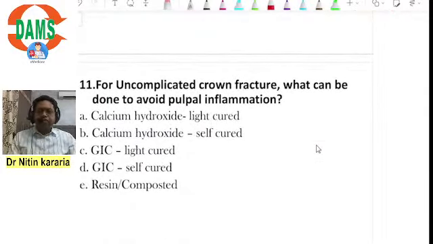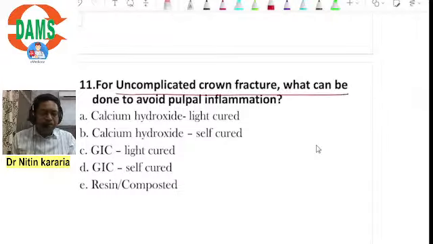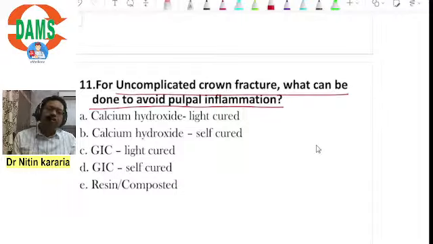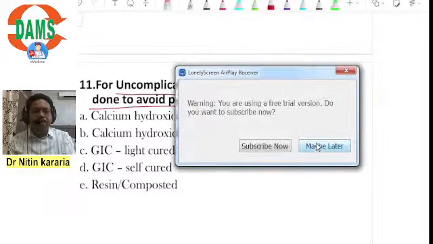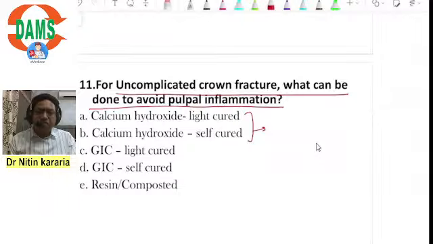Coming over to the next question, which is again a slight variation of one of the questions already discussed. For uncomplicated crown fracture, what can be done to avoid pulpal inflammation? Based upon the recalls, two versions of this question have been given. Again, the calcium hydroxide light cured and self cured, we have already discussed. Uncomplicated crown fracture, calcium hydroxide would be given only when remaining dentin thickness is less than 0.5 millimeter.